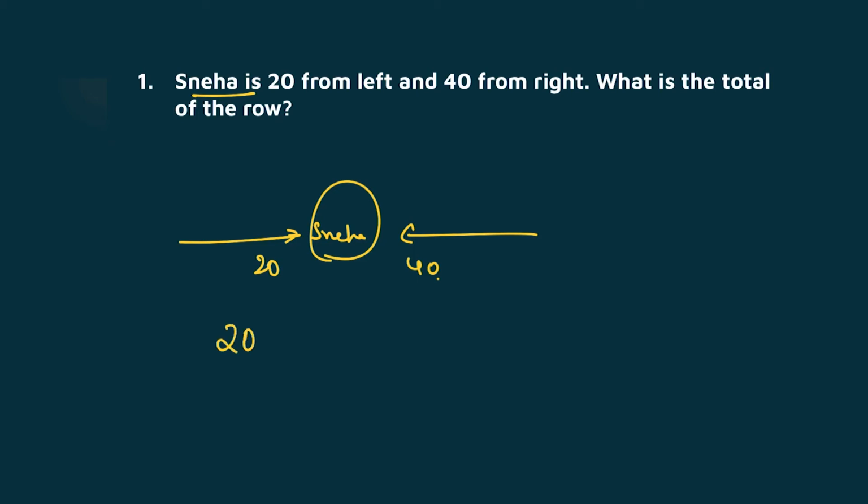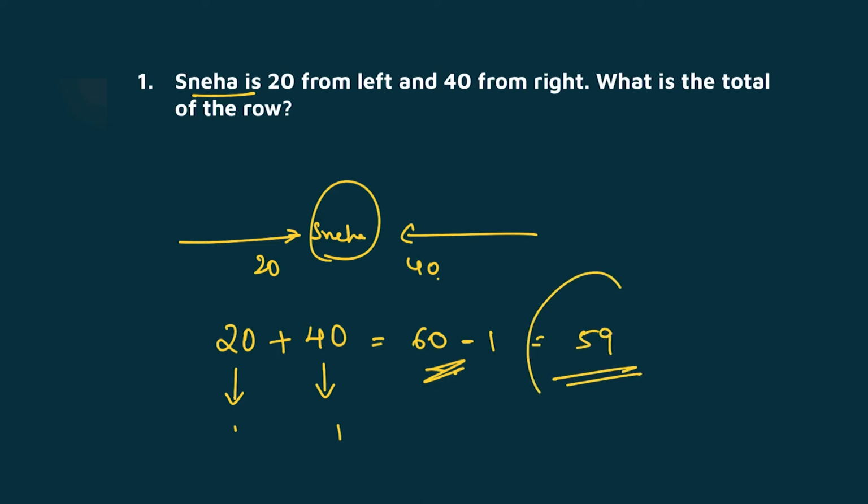She is 20 from the left and 40 from the right. Add this 20 and 40, you get 60. What do you think, 60 is the answer? No. Because while counting from left, we count Sneha in the 20th position, and while counting from the right, we also count her in the 40th position. So it means we are counting her 2 times. So subtract 1. 60 minus 1 is equal to 59. So the total strength of the row is 59.